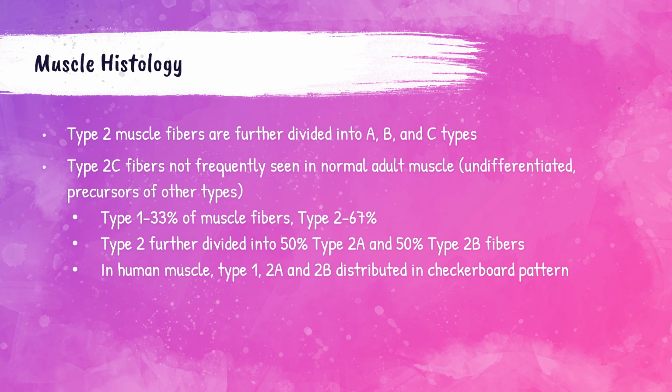Type 2C muscle fibers are not normally seen in normal adult muscle because these fiber types are undifferentiated and are precursors of other types. In humans, muscles contain roughly 33% type 1 fibers and 67% type 2 fibers, give or take. The type 2 fibers are divided into 50% type 2A fibers and 50% type 2B fibers. In normal human muscles, type 1, 2A, and 2B fibers are distributed in a checkerboard pattern.